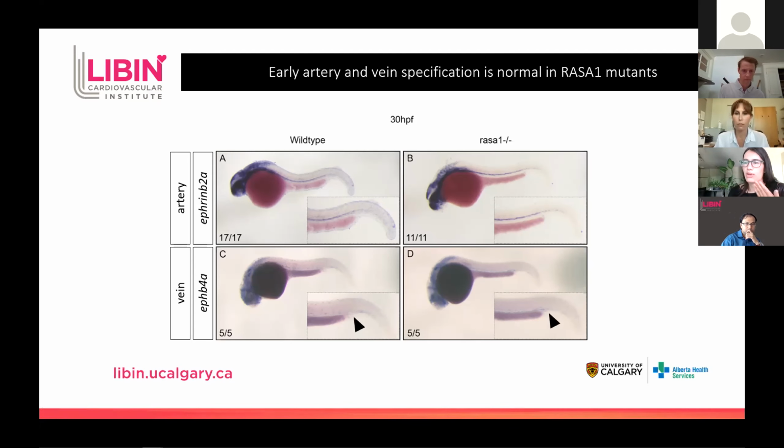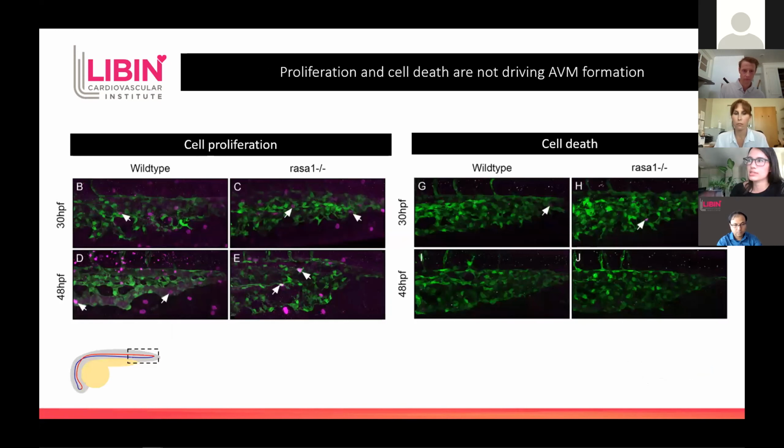One of the other hypotheses I had was that maybe there's an overproliferation of endothelial cells in the tail resulting in that cavernous vessel, or that maybe there was abnormal cell death in the back of the tail, resulting in a collapse of what was normally a honeycomb structure into that large vascular malformation. So I stained for a cell proliferation marker and a cell death marker, and I didn't see any changes in cell death or cell proliferation.